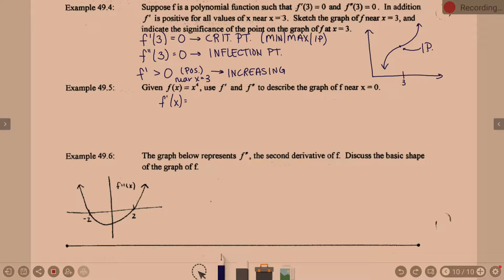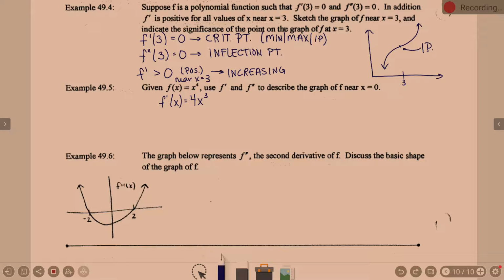So, what is f prime of x to the 4th? Okay, first derivative, move the 4 out front, subtract 1 from the power, so 4x to the 3rd. That's old hat by now, I hope. Now, it says near 0.